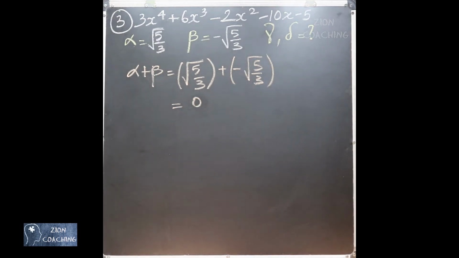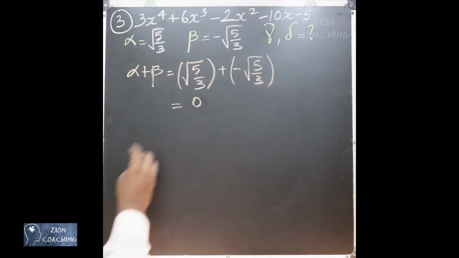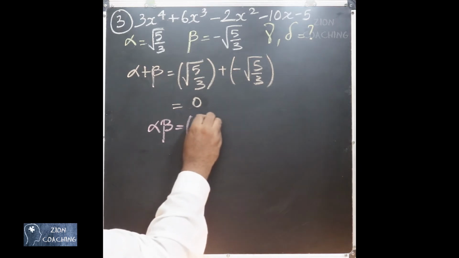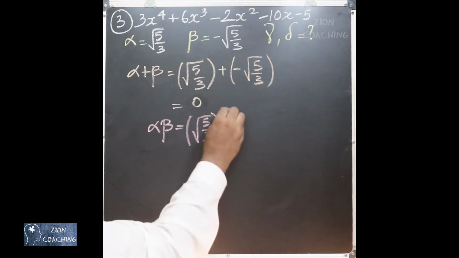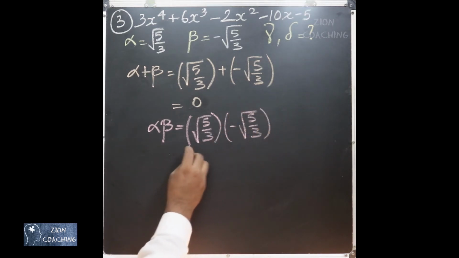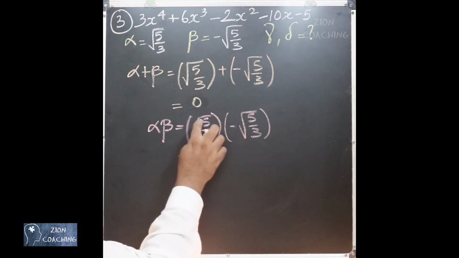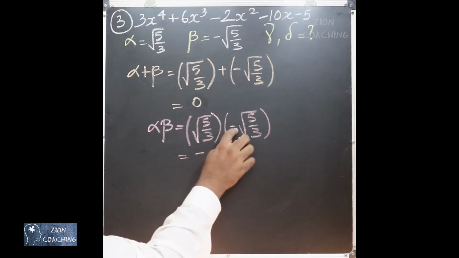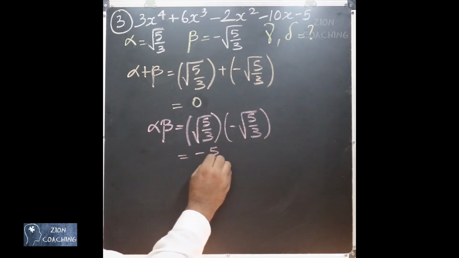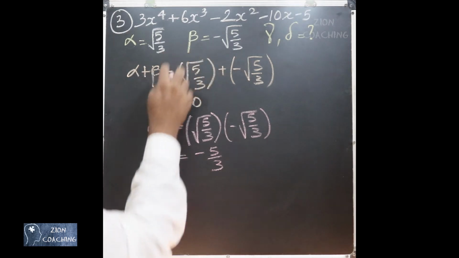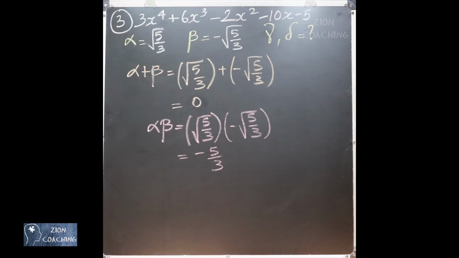Now we are going to find alpha into beta. Alpha beta is √(5/3) into −√(5/3). That is root into root, then the root will get cancelled. So we are going to have minus, because plus into minus is minus, we are going to have −5/3. Now we have found alpha plus beta, that is the sum of these two zeros, and the product of these two zeros, that is alpha beta.